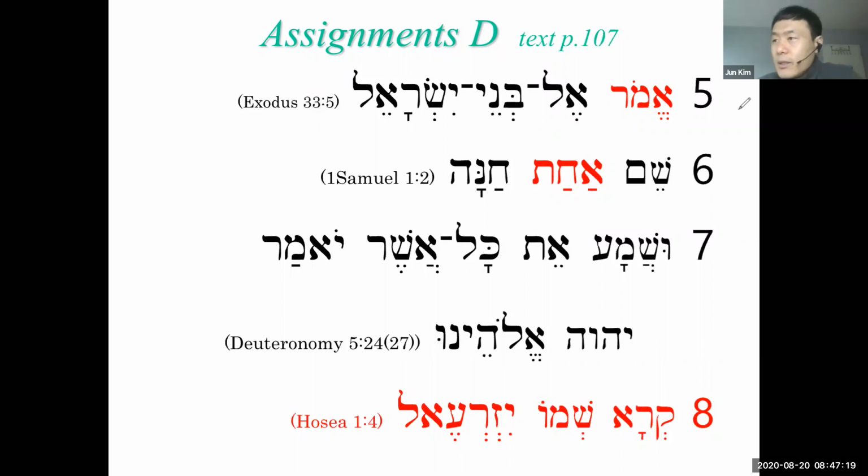Okay, let's move on. Number 6. I'm going to ask, who wants to do this? Maybe Ami. Yes. Can you? Shem Akkad Hannah. Okay. Can you see a verb here? Hebrew.